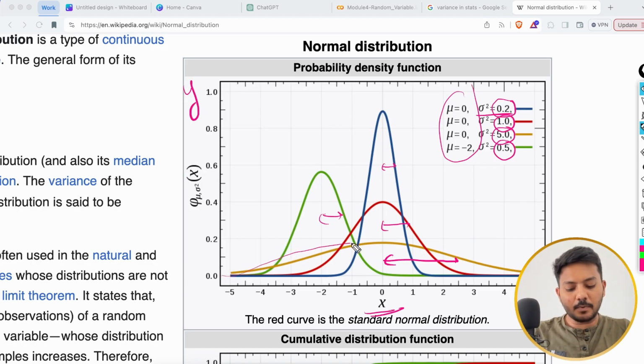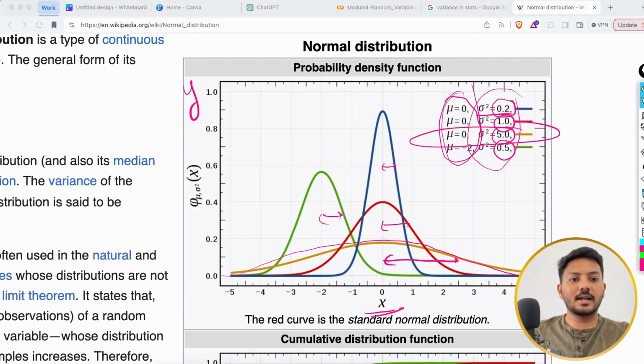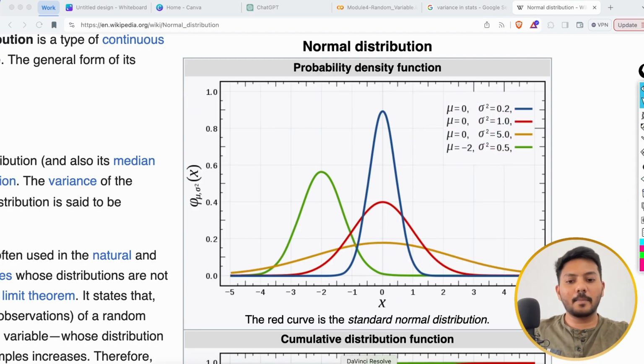If you look at this plot, this is very wide, right? Because the variance is 5.0. Even though all of these are normally distributed plots, the properties of these plots depend upon what the mean is and what the variance is. Is that clear? I hope you understand what the properties of the normal distribution are.